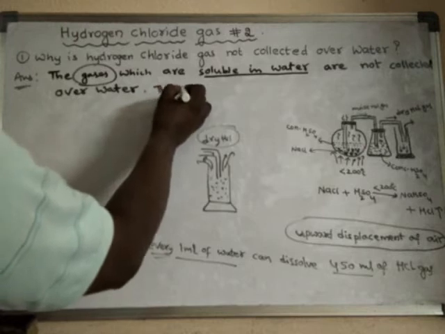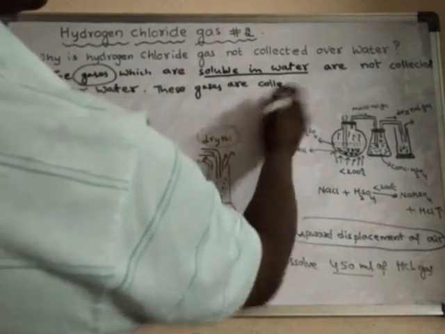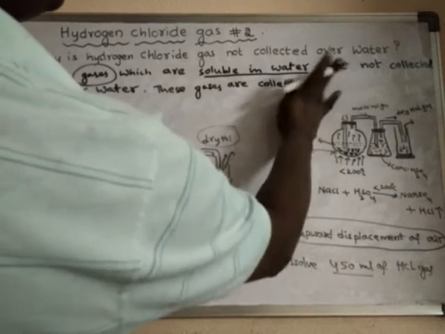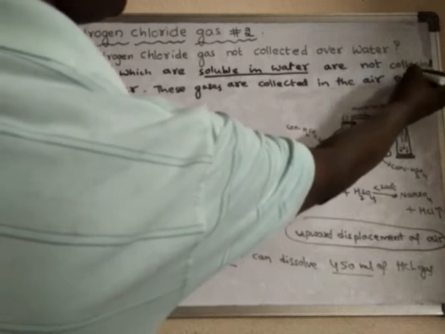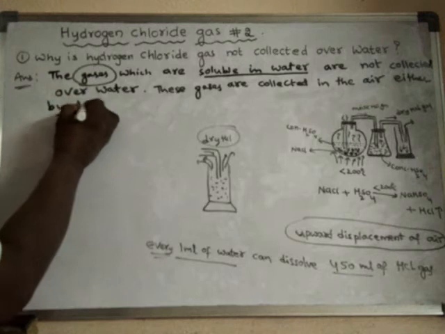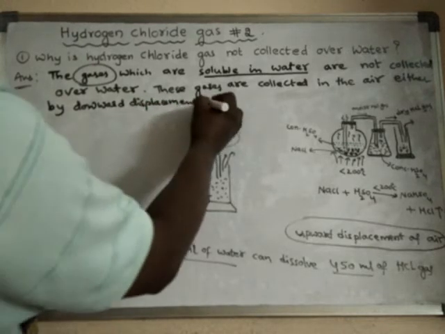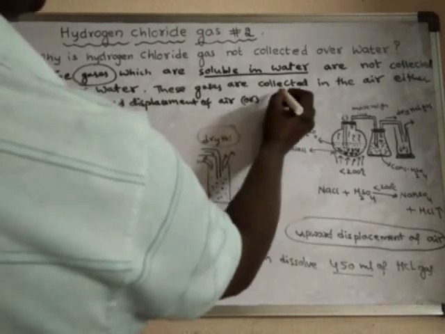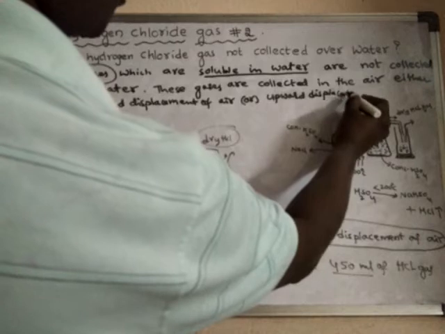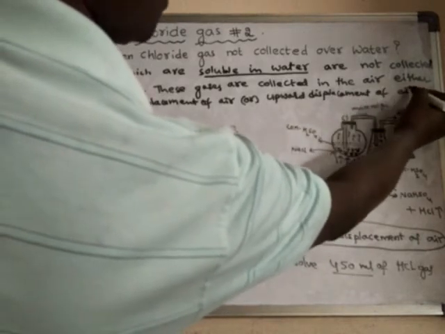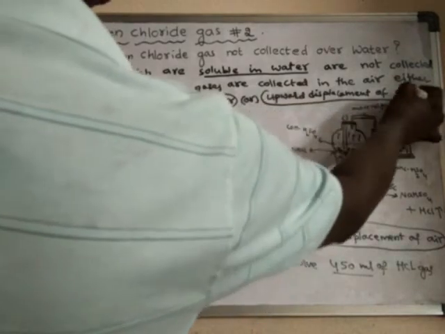These gases are collected in the air. They are collected in the air, either by downward displacement of air or by upward displacement of air.